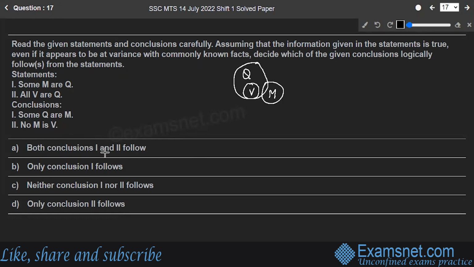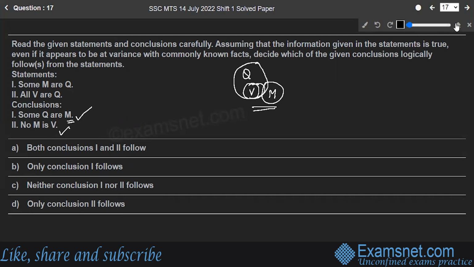First says both conclusions one and two follow, like they are correct. If I'm reading some Q are M, that's correct. Some Q are M, that's absolutely correct. The second one says no M is V. So that is also correct? No M is V. But from here, we can see that no M is V is actually not for sure. We can't be sure that no M is V because they may overlap. It may be something like this. These may actually overlap with each other.